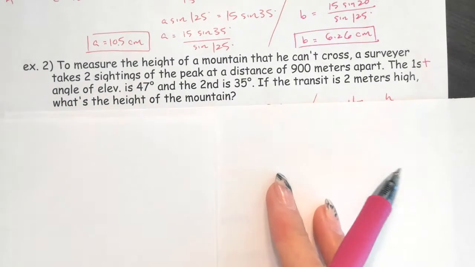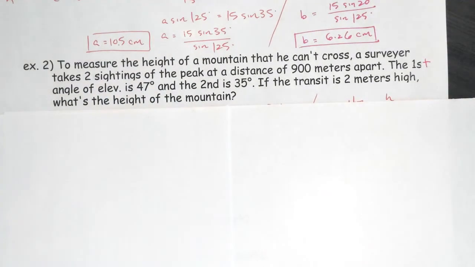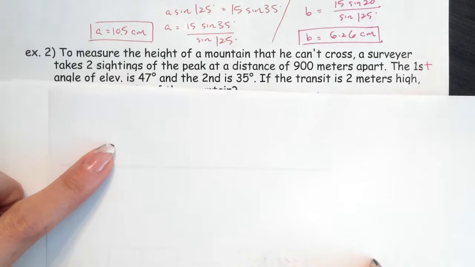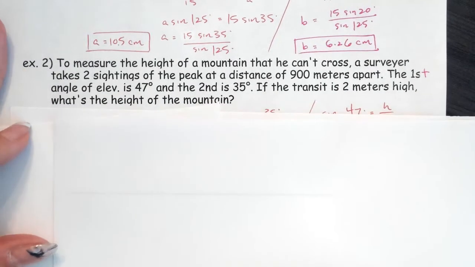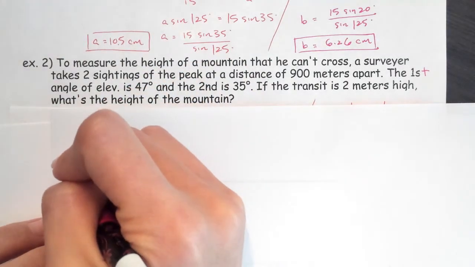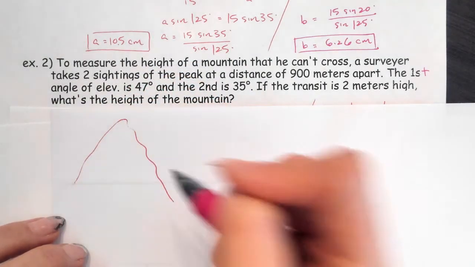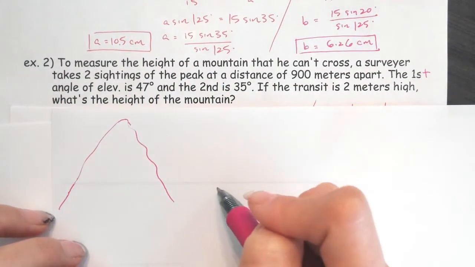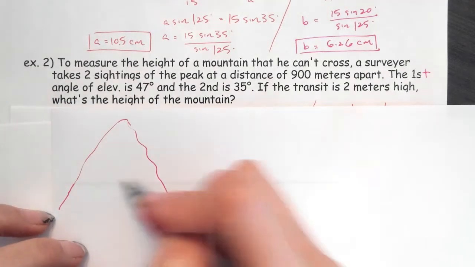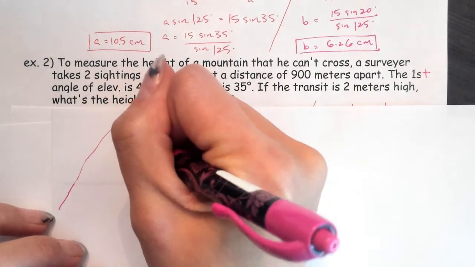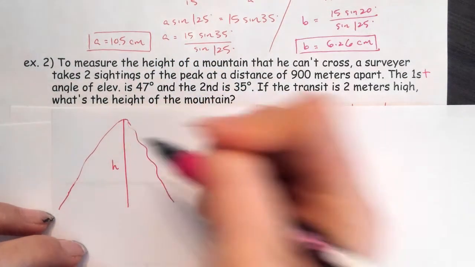Okay, so let's think about this for a second, and I am going to use a separate sheet of paper. That's a little messy, but that's okay. So if I was going to draw this situation, then I need the height of a mountain, and I can't cross it. All right, so there's this mountain that can't be crossed, okay? So here's my mountain. He's over here somewhere, and he can't cross over it. So he's taking two sightings, and I'm trying to figure out the height of the mountain. So I'm looking for H basically here.